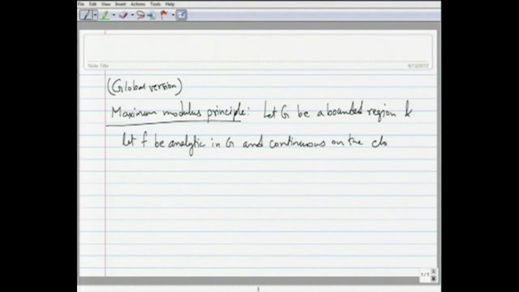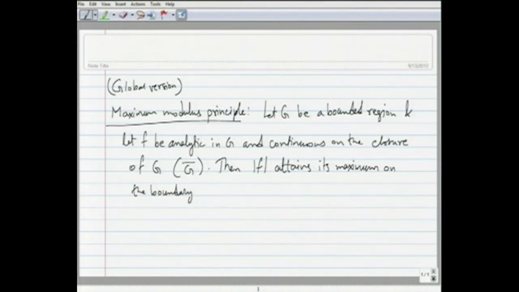Recall that the closure of G is denoted by G bar. Then the modulus of f attains its maximum on the boundary of G. Recall we denote the boundary of G by dou G, which is the closure of G minus the interior of G, which is G itself, because G is a region. So, the maximum of the modulus of f is attained on the boundary of G. That is the statement of the maximum modulus principle.